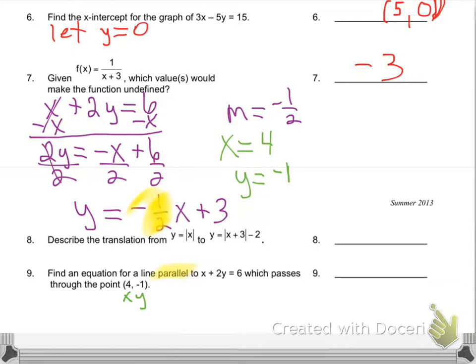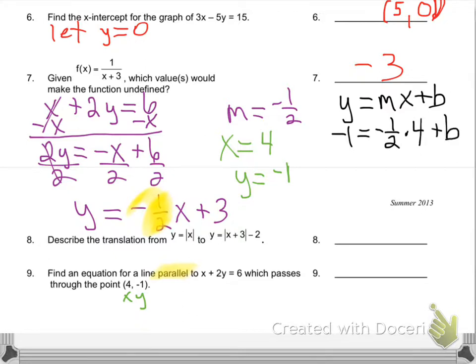And I'm going to go ahead and plug those into an equation of y equals mx plus b. So y is negative 1, m is negative 1/2, x is 4, and we leave b alone because we don't know what it is. Negative 1/2 times 4 is negative 2. When I add 2 to each side, you end up with 1 equals b.